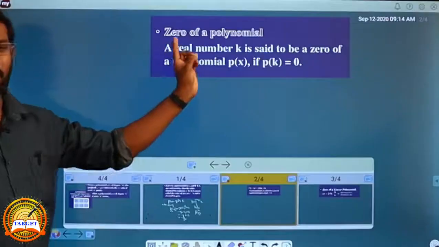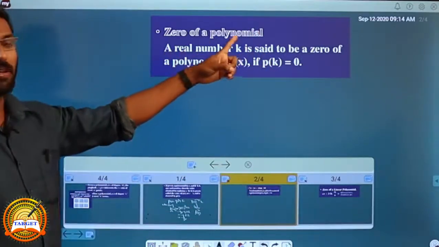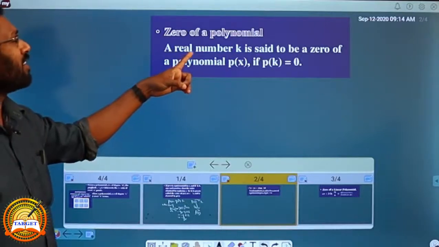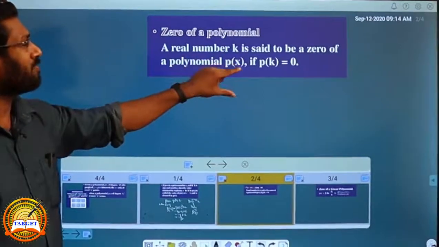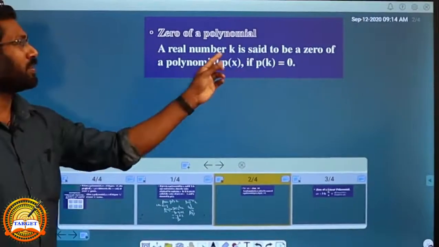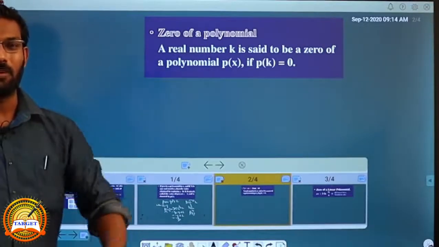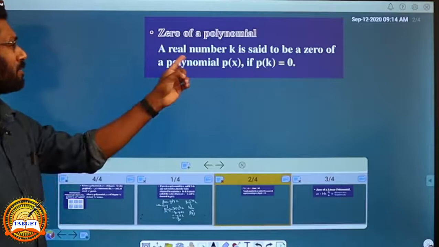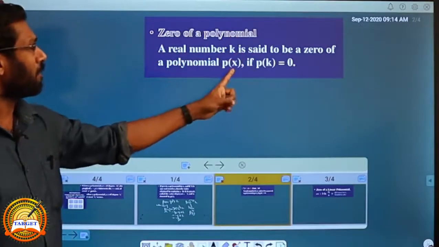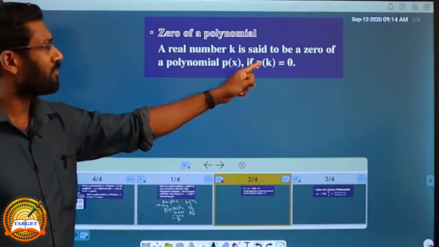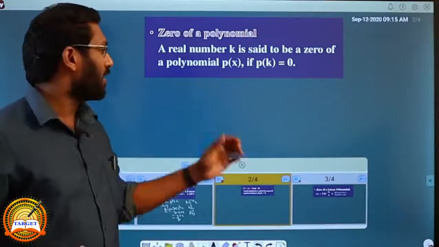Okay, what do you mean by zero of a polynomial? So you can see the definition. Zero of a polynomial: a real number k is said to be a zero of a polynomial p of x if p of k equals 0. So which value of the variable will be 0 of the polynomial? It is clear from the definition, a real number k is said to be a zero of a polynomial p of x if p of k equals 0. So what does it mean? We can understand this better by an example.